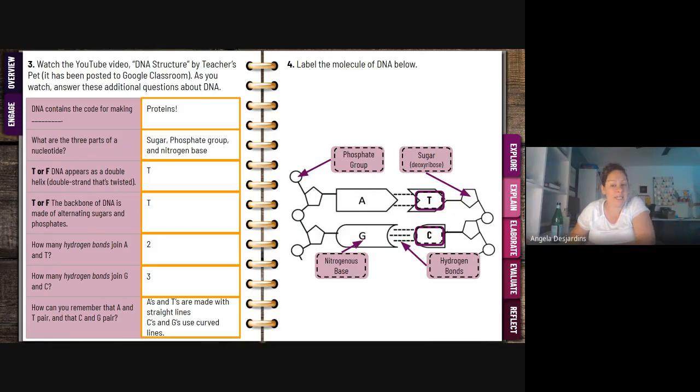Questions on slide 6, or the structural pieces for DNA.